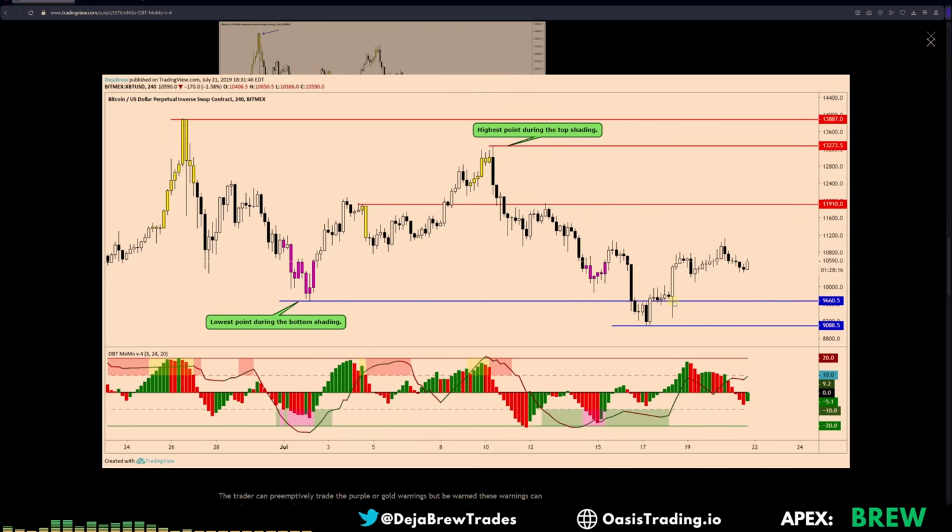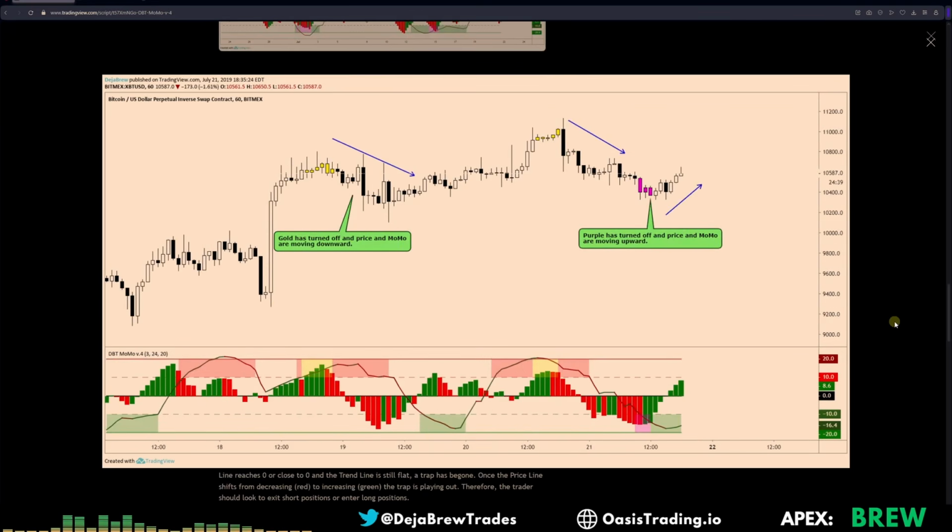a potential level. Another thing you want to look for is when the gold shading turns off, but the red shading is still on. That typically means that the short-term momentum is no longer agreeing with that long-term momentum. When they are both above +10, it will be gold. When they are both below -10, it will be purple.